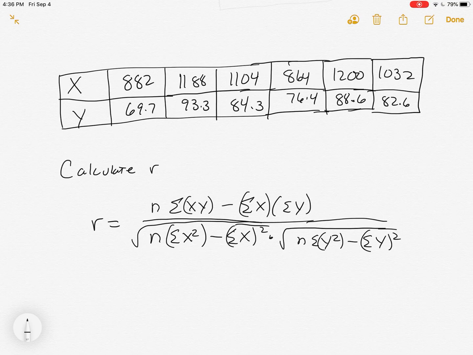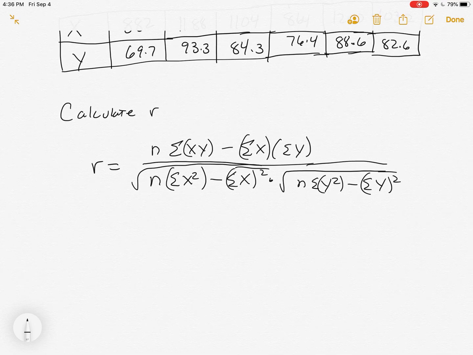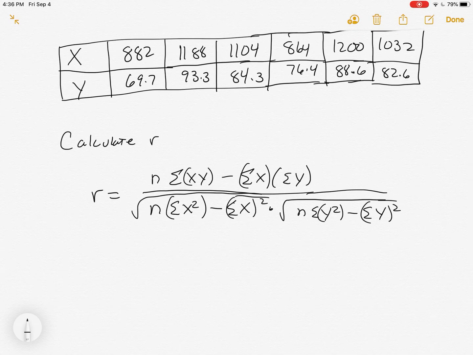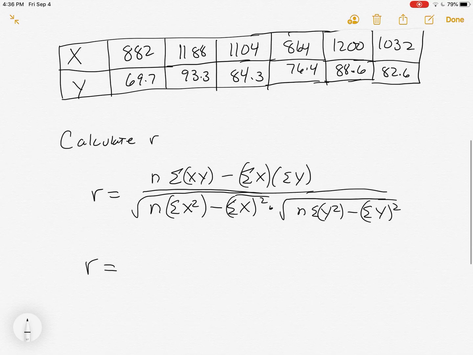Now I have this happening in 2 out of the 5 problems, and in the other one, R is just given to you. So you're going to have to go through this calculation twice, and I apologize for that, but it's good for you to know where these numbers come from. So as we're looking at this, let's start to fill in what we can. So R is equal to, well, we know what n is. N is the number of pairs of data.